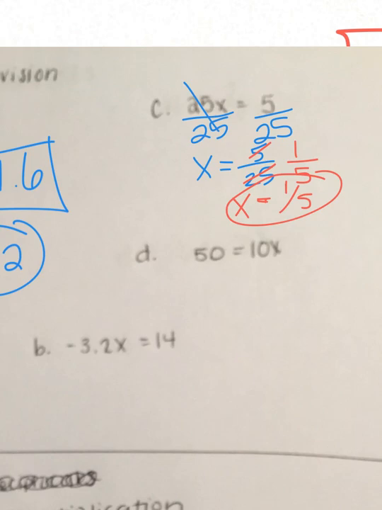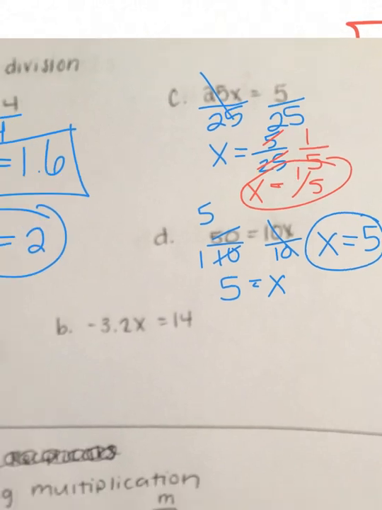All right, for D, 50 equals 10 times x. I want to isolate x, the opposite of multiplication, so the 10 times x, I can divide both sides by 10. And that cancels those. 50 divided by 10. If you wanted to simplify the fraction, both those are divisible by 10. So 50 divided by 10 is 5 and 10 divided by 10 is 1. 5 over 1 is just 5. So 5 equals x, or we can write it as x equals 5.